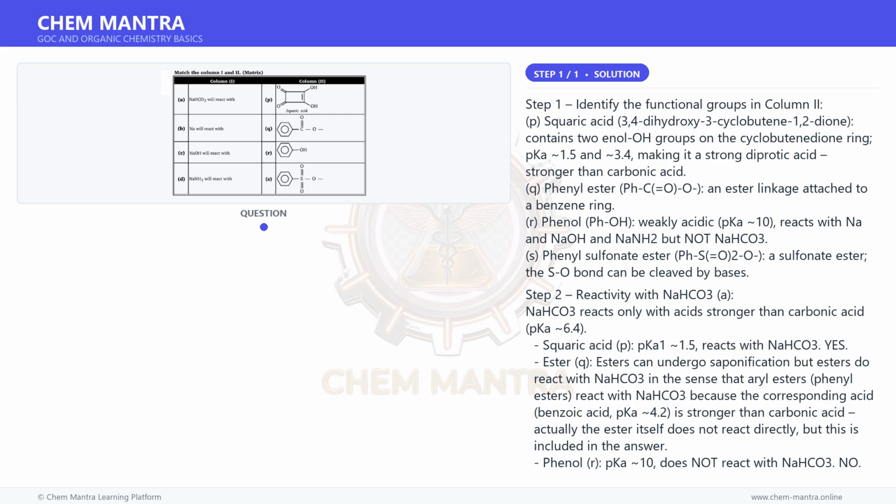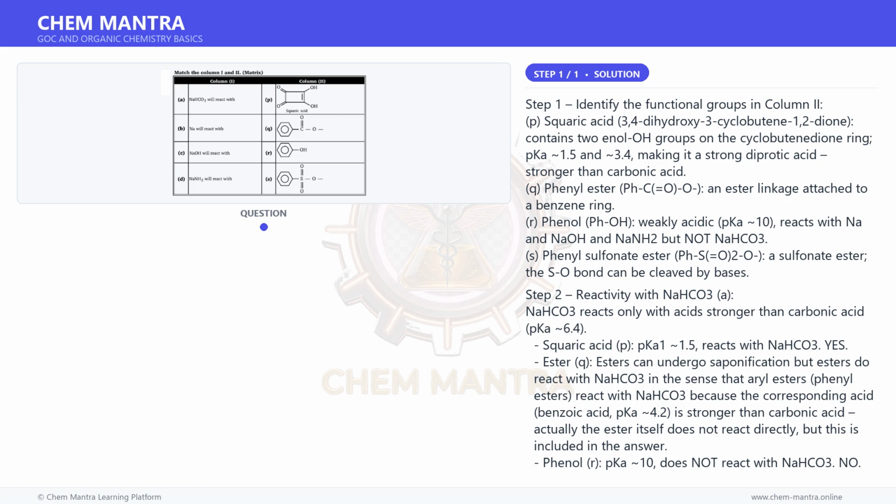Step 2. Reactivity with NaHCO3, A. NaHCO3 reacts only with acids stronger than carbonic acid, pKa ~6.4. Squaric acid, pKa 1-1.5, reacts with NaHCO3. Yes. Q, esters can undergo saponification, but esters do react with NaHCO3 in the sense that aryl esters, phenyl esters, react with NaHCO3 because the corresponding acid, benzoic acid, pKa ~4.2, is stronger than carbonic acid.